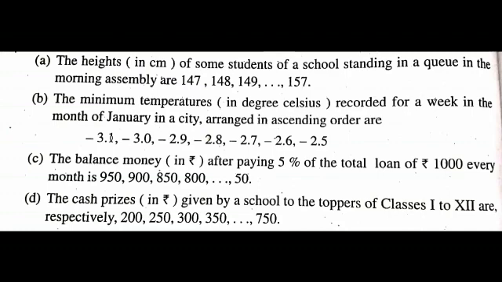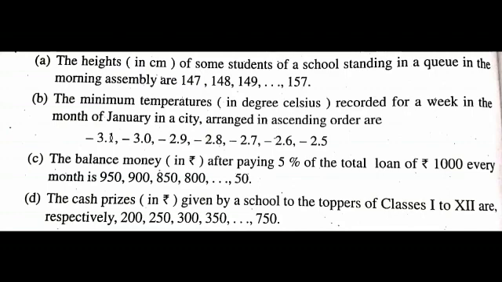In C, we have the balance money in rupees after paying 5% of the total loan of rupees 1000 every month, and it is 950, next is 900, the next term is 850, and next to it is 800, and so on, last term is 50.